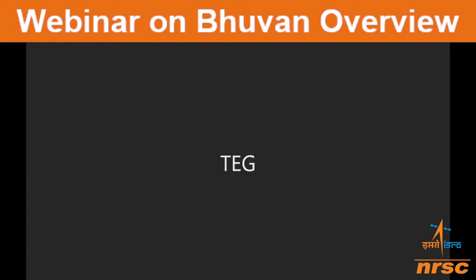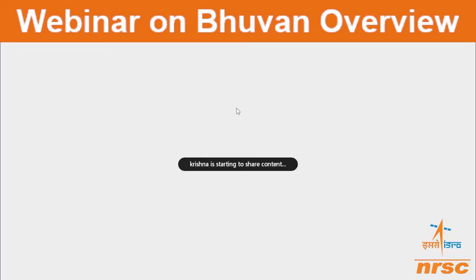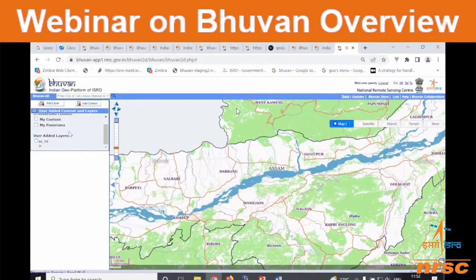General questions are there related to Bhuvan. Can users correct and add information to Bhuvan, like adding a road name or locality or adding pictures? I'll just share my screen. I'll show you how to add those as well. I mean, you can add.